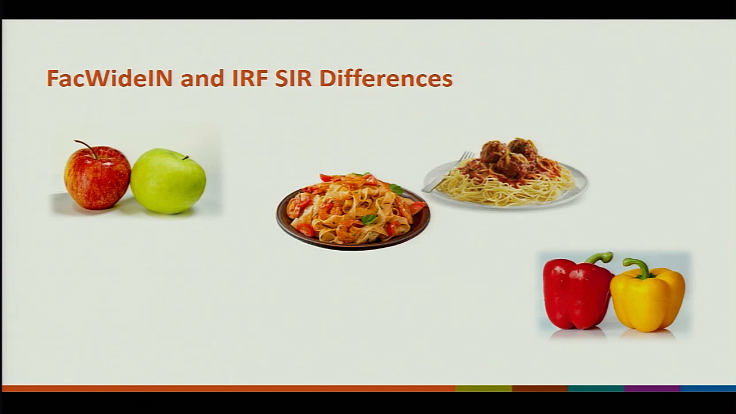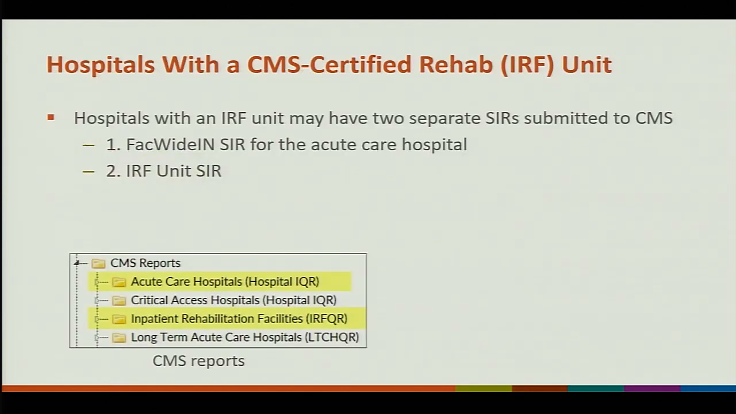And so, as we mentioned, most of the presentation thus far has focused on the FACWIDE-IN SIR. And so I wanted to discuss some of the important differences between the FACWIDE-IN and IRF SIRs. So hospitals with an IRF unit have 2 separate SIRs submitted. Again, this is if it's applicable to your facility. One is the FACWIDE-IN SIR for the acute care hospital, and then the IRF unit-specific SIR.